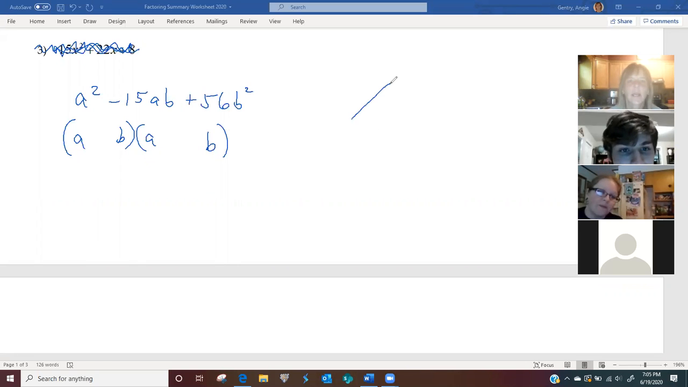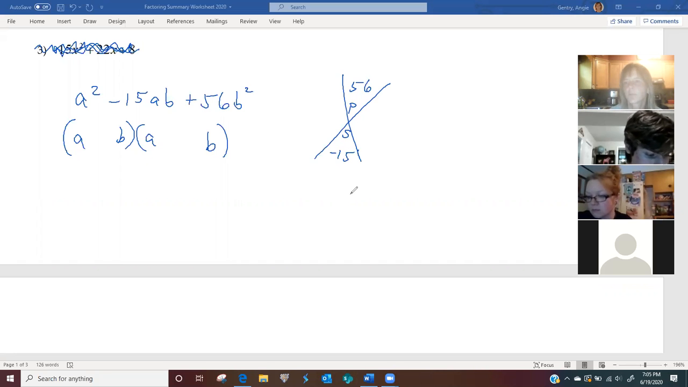Okay, and then we have a product and a sum. And the product is 56 and the sum is negative 15. Yes? So that's what we do. And then we play around here until we come up with the numbers that when you multiply them, you get 56. When you add them, or when you sum them up, you get a negative 15.